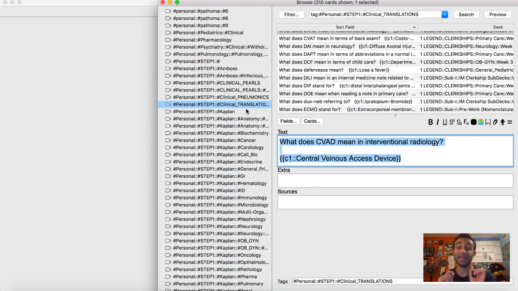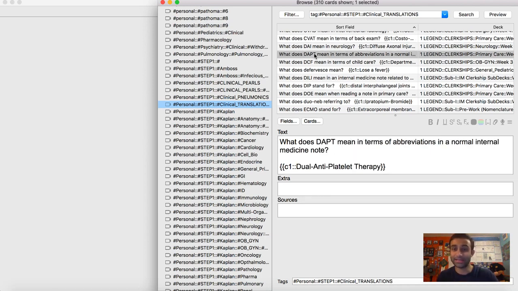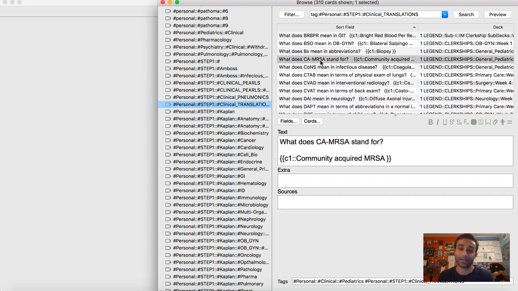Because everything has such odd abbreviations and it differs by specialty. So for example, CVAT is costovertebral tenderness, right? Nephrologists usually use that. And you may never know, what is CVAT? Is that like a vat that you see? Like, what, right? Similarly, DAPT, that's another one that's more related to hematologists, right? Dual antiplatelet therapy, which is used for stenting and after stenting, right? Similarly, CAMRSA, community acquired MRSA.